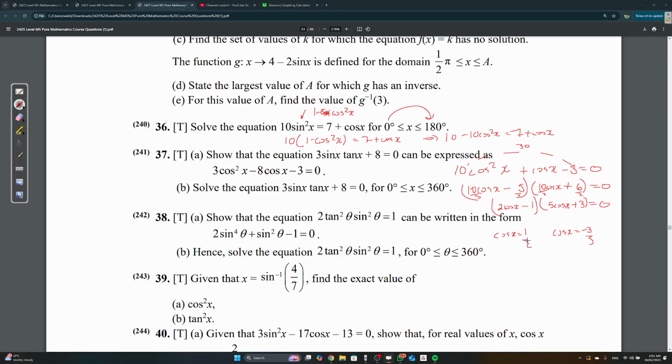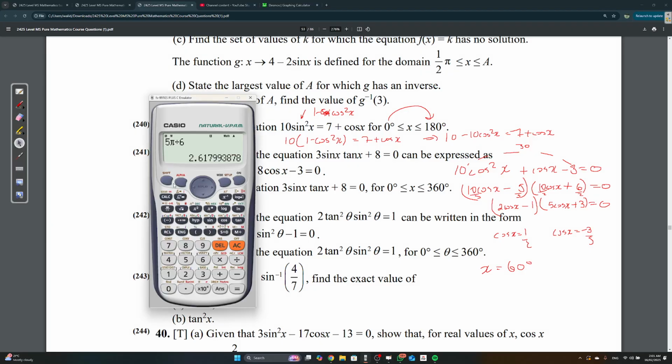Here, if you do shift cosine half, in degrees you're going to get 60 degrees. Remember, for cosine, you always take the negative, but the negative won't be in the domain. You do 360 minus 60, which is 300, which isn't in the domain. So let's skip it.